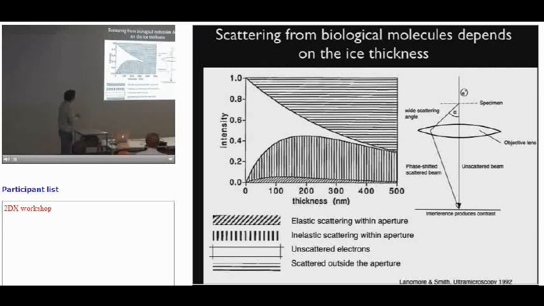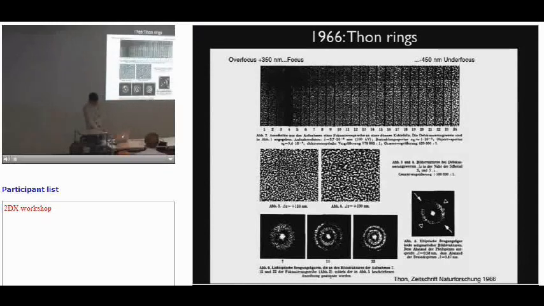However, there is another contribution, the unscattered beam, and the interference of the elastically scattered with the unscattered beam actually forms what we call the phase contrast. This is the major contributor to our image, and I'm going to explain this in more detail. But before I do this, I would like to also mention a few historic papers where they started to understand this.